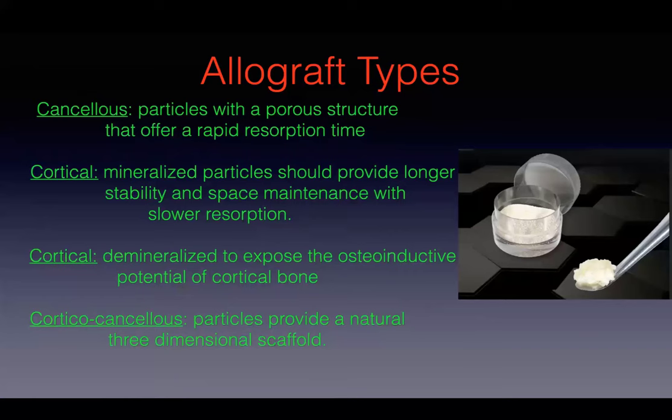There's different allograft types too. You got cancellous. These particulates are more porous than cortical and resorb much faster. And then you got cortical mineralized. These particles should provide longer stability and space maintenance with slow resorption. And then you have the demineralized cortical. These have the osteoinductive potential and release BMP more readily. And you got cortical cancellous, basically the best of both properties.